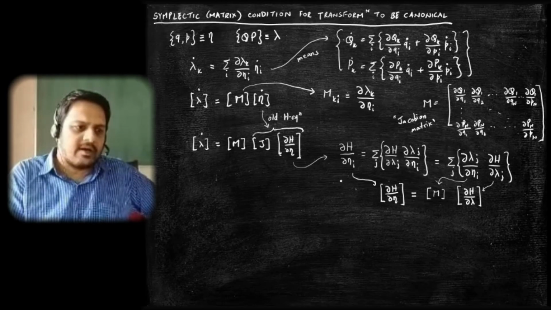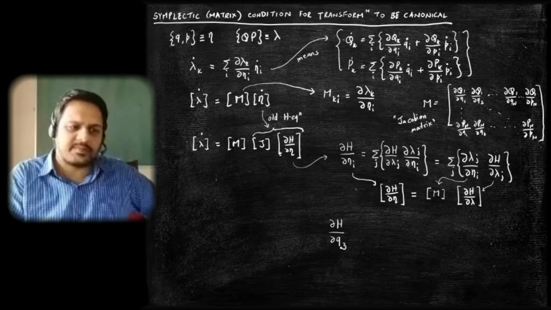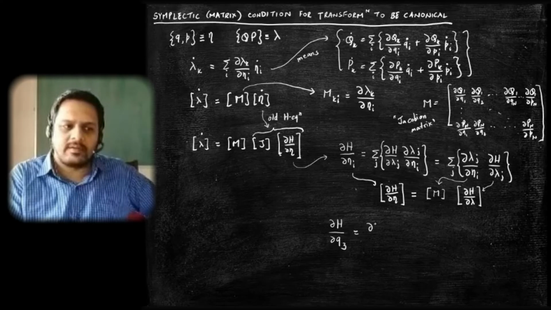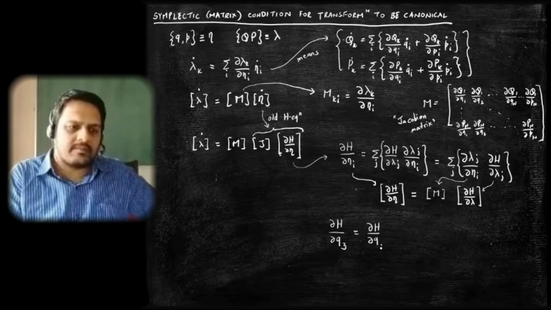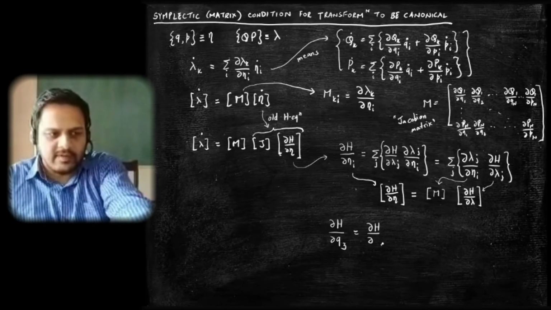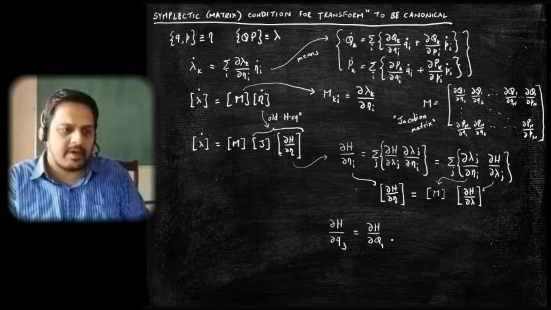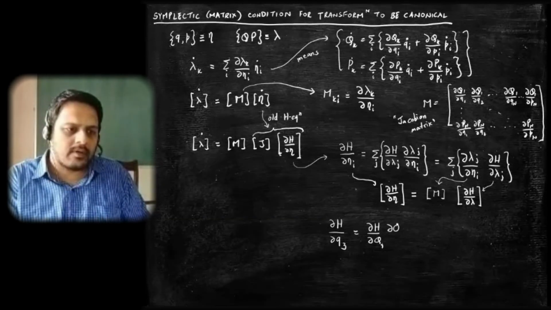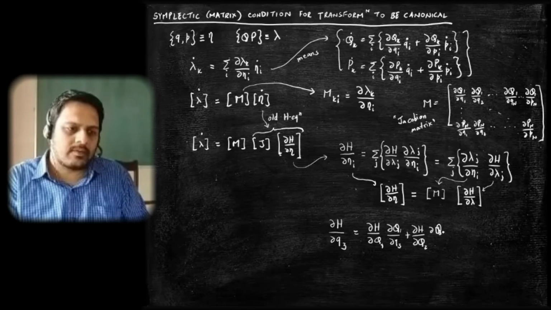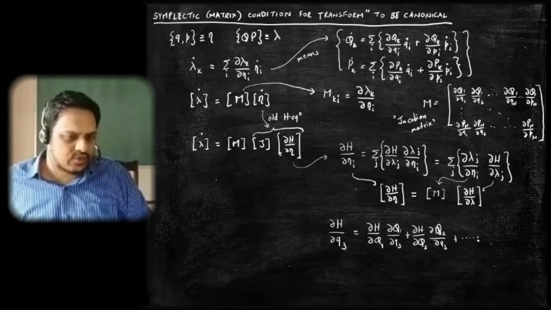So basically, just for, let us say, ∂H/∂q3, I am expanding it. The lambdas are capital Qs. Then this will be ∂H/∂Q1 into ∂Q1/∂q3 plus ∂H/∂Q2 into ∂Q2/∂q3 and so on. This is okay, right?